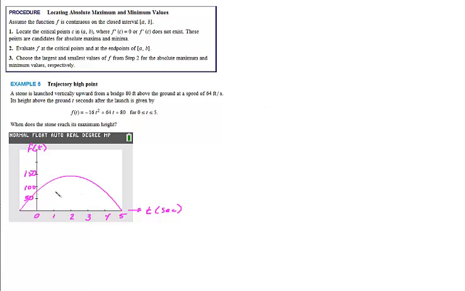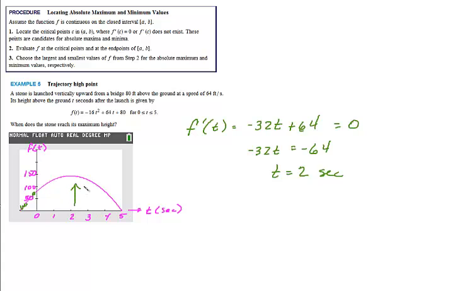I drew the graph for you here on my calculator. Of course, these numbers over here don't make any sense because anything before the 0 time doesn't make any sense. I'm going to find what the maximum value is here. So I'm going to take the derivative, and that's going to be negative 32t plus 64. I'm going to set it equal to 0, and I know that maximums and minimums occur at critical points. So if this has a maximum, it's going to be at t equals 2, and it is, as you can see with the graph here.